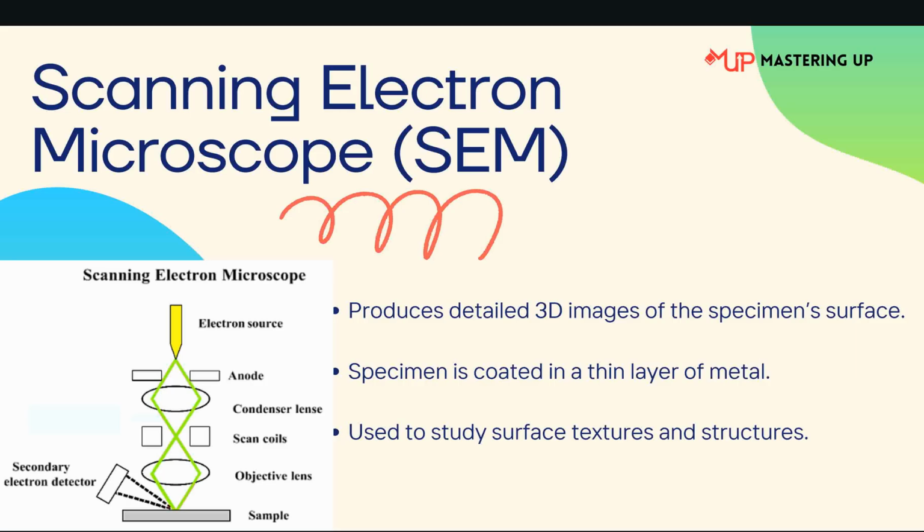SEM is commonly used to study the textures and structure of materials, including biological samples such as insect exoskeletons, pollen grains, and cell surfaces. One of the common uses of SEM is to visualize the intricate surface structures of viruses or bacteria. These detailed images provide essential insights into how these organisms interact with their environment and infect host cells. So this is the common use of the scanning electron microscope.